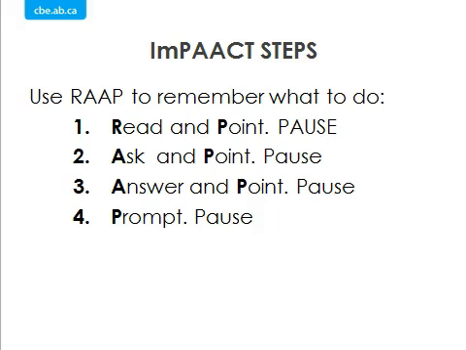Now that you've understood the purpose of color-coding words to the pictures in the communication display, it's time to look at how to use the Impact book with the student. There are 4 main steps: read, ask, answer, prompt. With each step, the adult points to the picture at the same time that they read the text. After each step, the adult pauses 5 to 10 seconds. This is to give our students the time they need to process the information we are presenting.